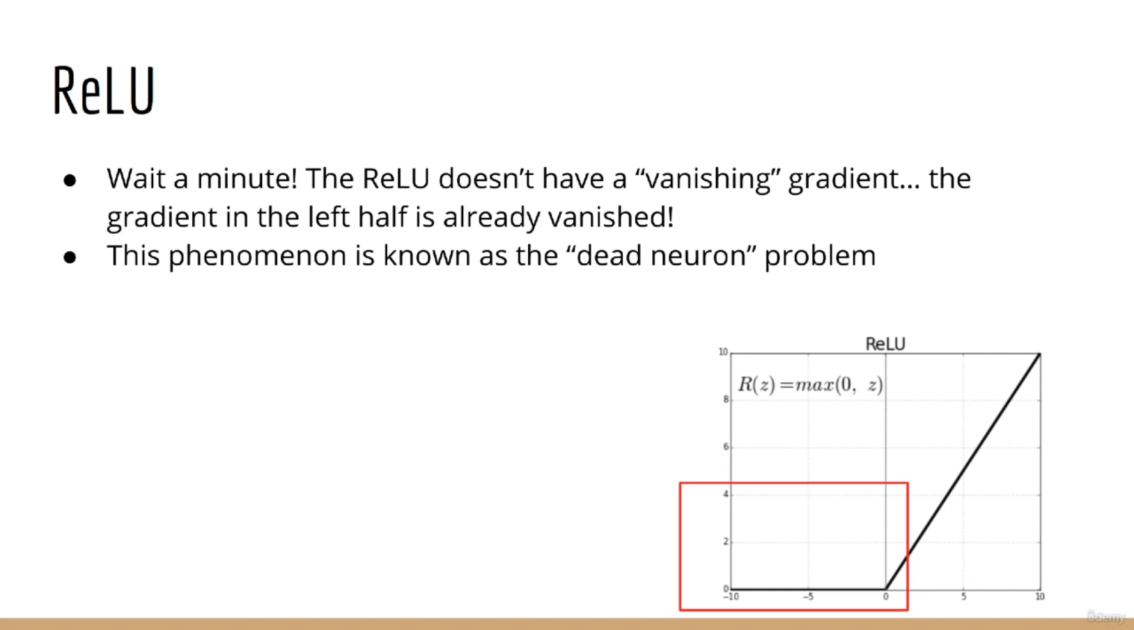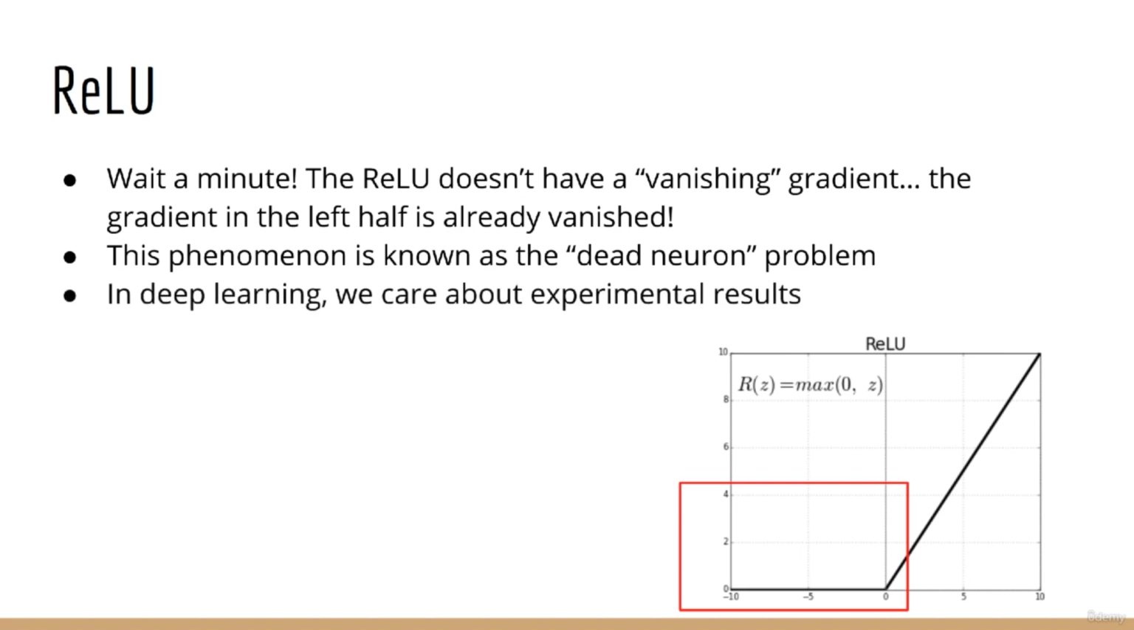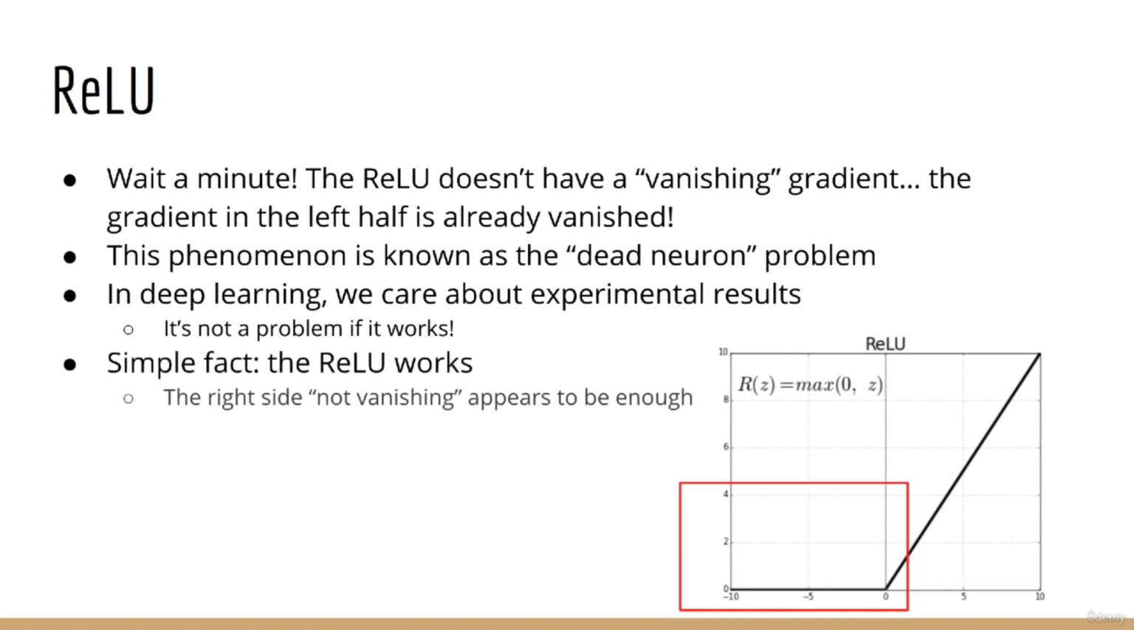However, and this is important, in deep learning, what we care about is experimental results. In other words, the most important thing is that it works, not how theoretically satisfying it is. Because, as we now know, that can lead to lots of wasted time. The fact that just the right side doesn't vanish seems to be good enough, according to what we've observed.